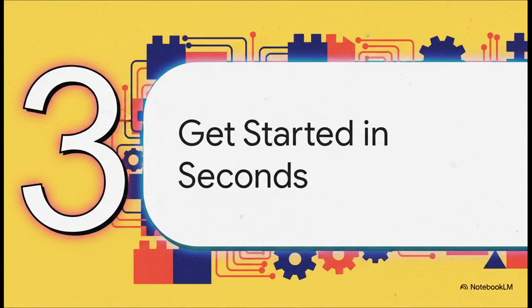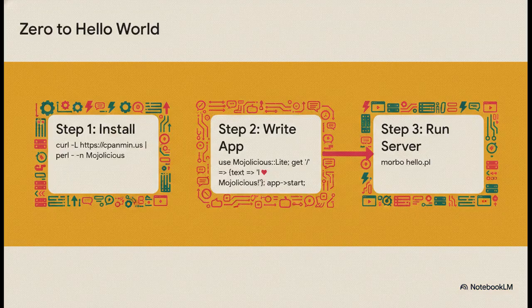Okay, so all this power might sound a little complicated, right? But one of the most remarkable things about Mojolicious is how ridiculously easy it is to get started. I'm talking seconds. And this slide right here, it proves my point perfectly. Step 1 is a single command to install it. That's it. Step 2 is just 3 lines of Perl code for a complete web app. It's basically just saying, hey, respond to any request with this simple text message.